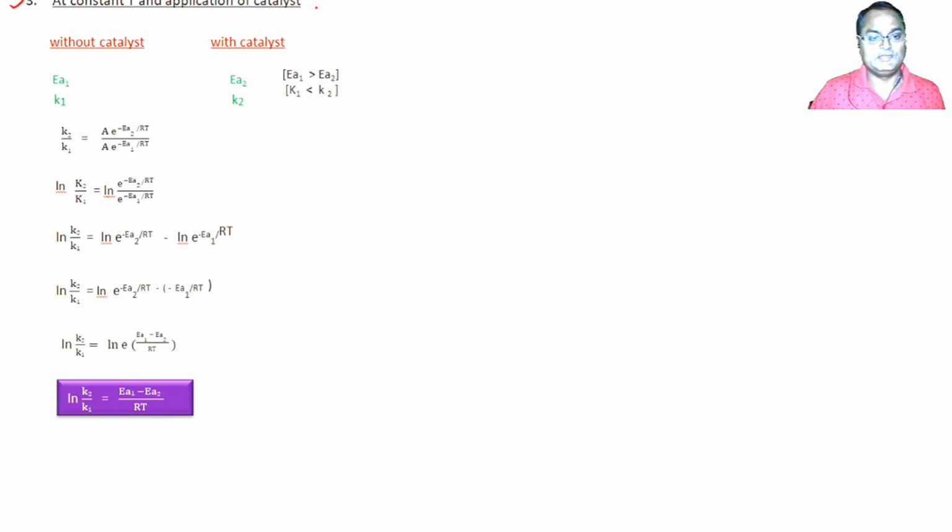At constant T and application of catalyst. Without catalyst, we have taken the reaction without the application of catalyst, and let EA1 be the activation energy for this reaction, and K1 is the rate constant for this reaction. EA2 is the activation energy when we apply a catalyst, and K2 is the rate constant in this reaction. Now we know that with the application of catalyst, the activation energy decreases, because the catalyst decreases the activation energy by developing an alternate path.